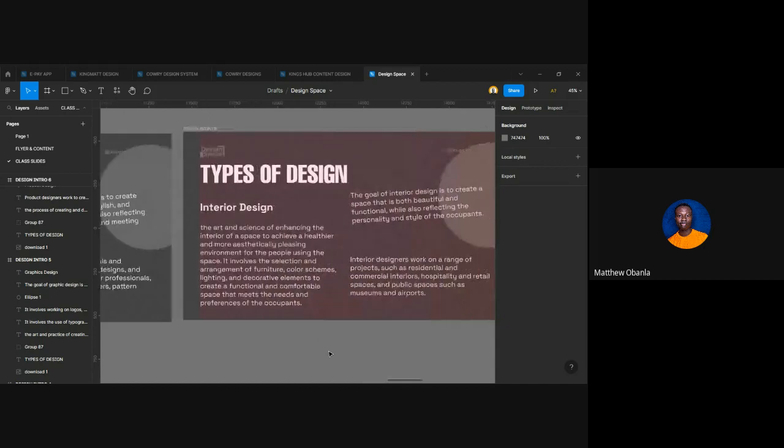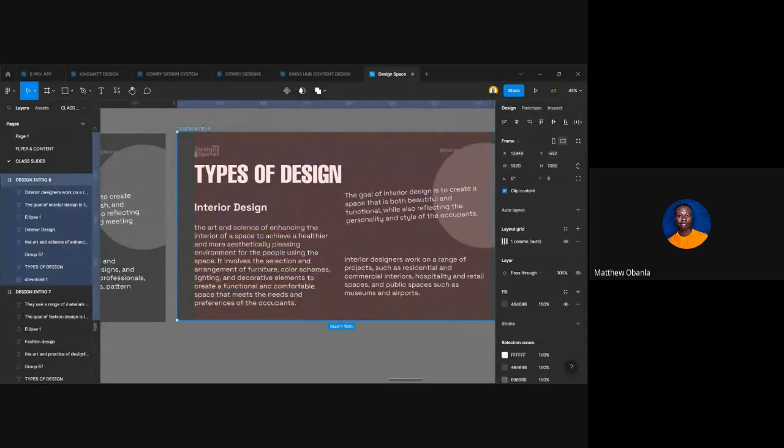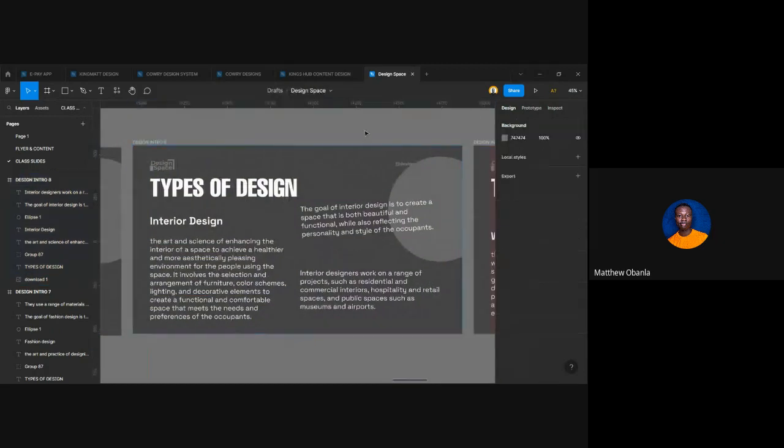So let's move to interior design. Interior design is something that we might know and might not know. We said it is the art and science of enhancing the interior of a space to achieve a healthier and more aesthetically pleasing environment for the people using the space. Why do you think that most hospitals are always painted white and blue? It is because white and blue are colors that kind of give life.